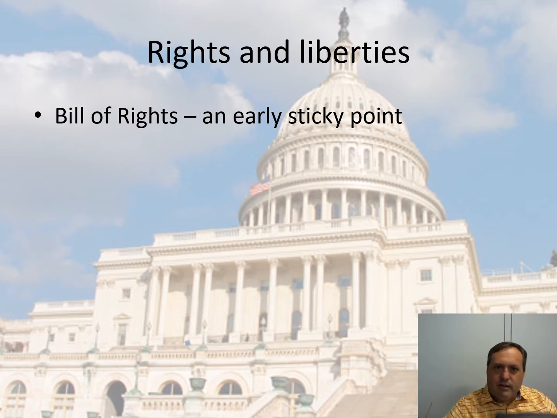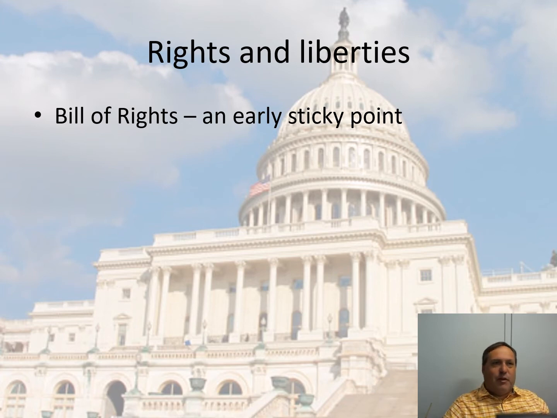And then there you go, right? That's just how it goes, right? But the states, particularly Massachusetts, were like, well, hang on, we want a Bill of Rights in there. We want some clear, listed guarantees of rights that the new federal government can't infringe on.